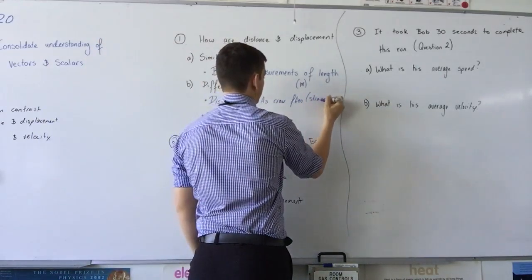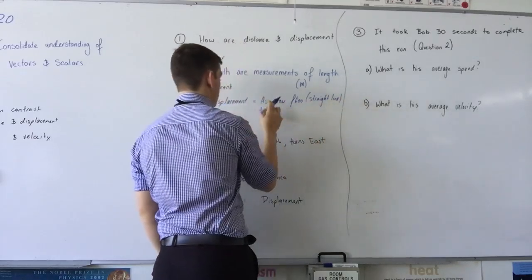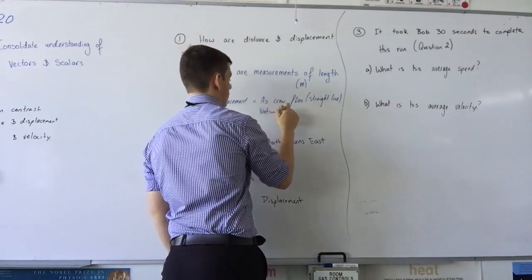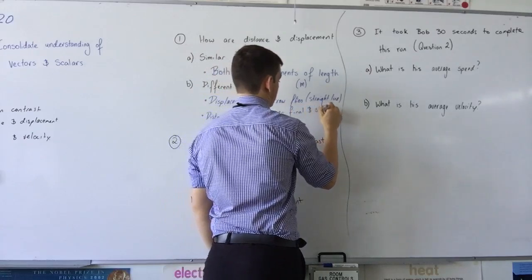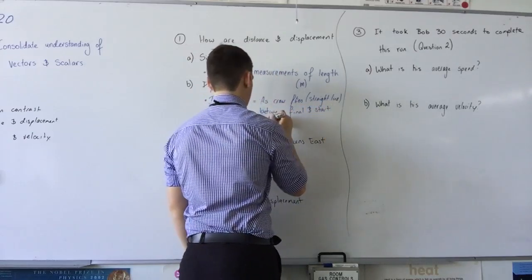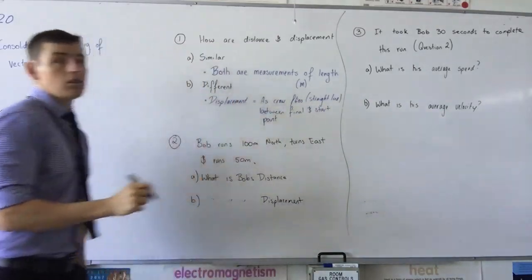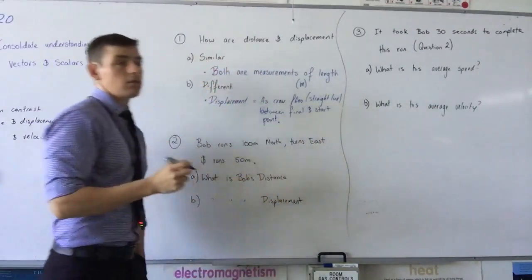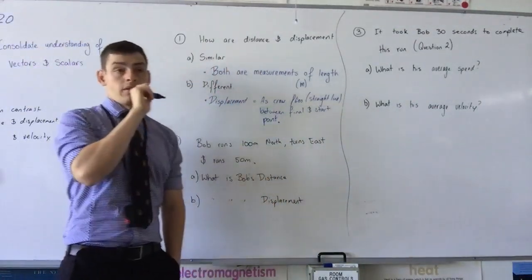I might give myself a bit more room here. Straight line between the final and start point. I might do distance somewhere else. What should a displacement have? Tom? A direction.